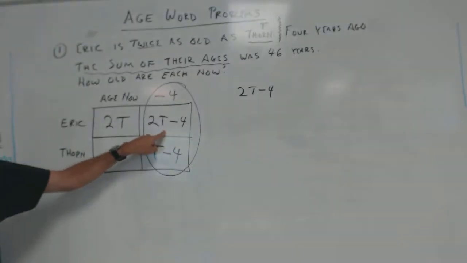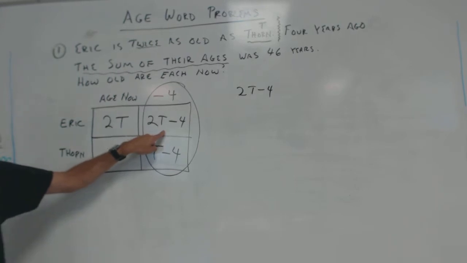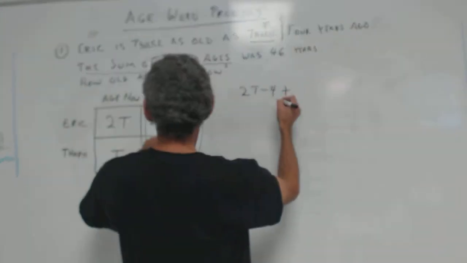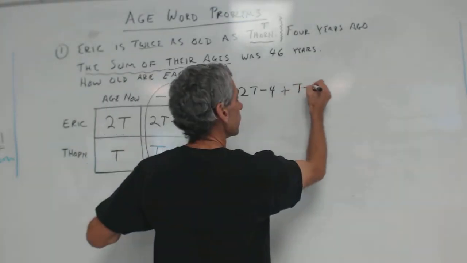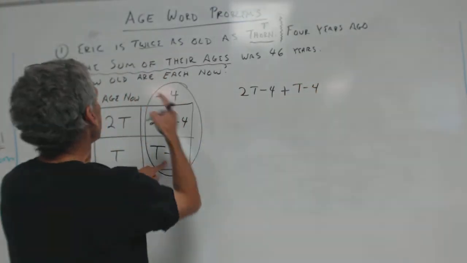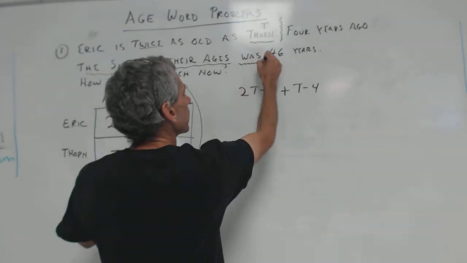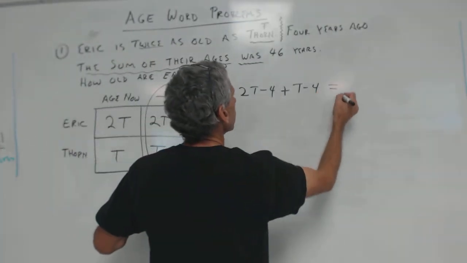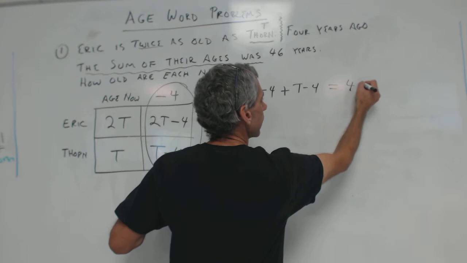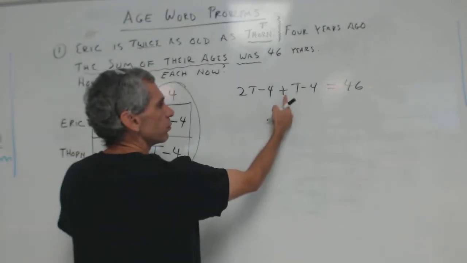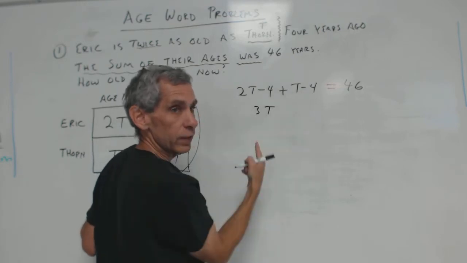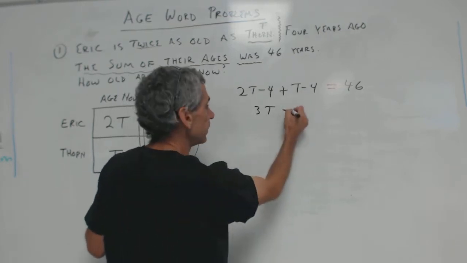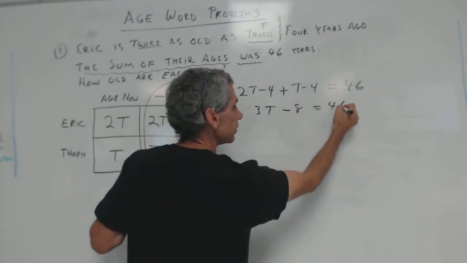And then the sum means what? What do I do to it? I add it. All right, and that's Eric's. What about Thorn's age? T minus 4. Equals, and then it says the sum was... what do I put for was? Equals 46. That's pretty easy. 2t plus t is 3t. Minus 4 and minus 4 is minus 8, equals 46.